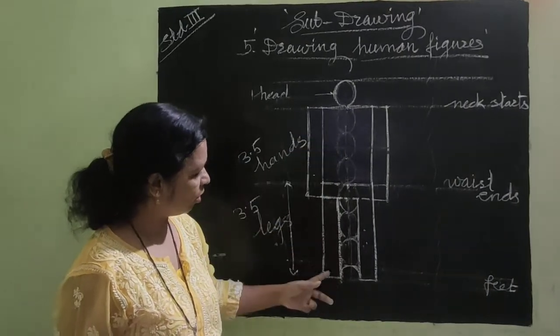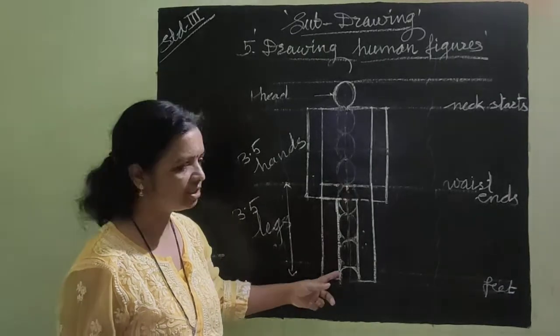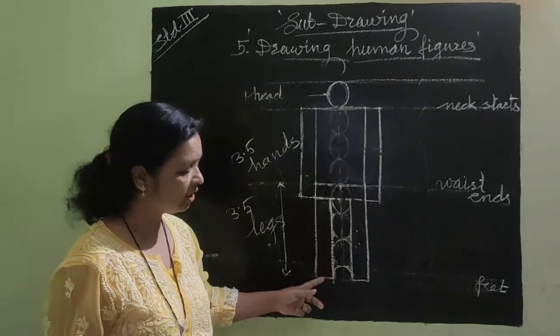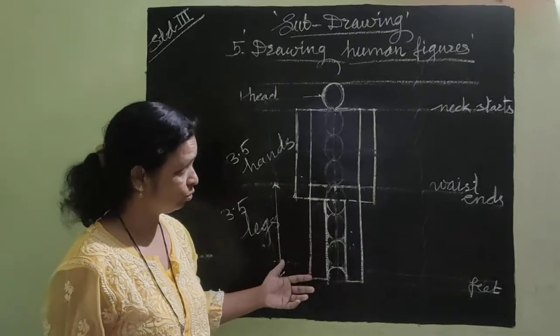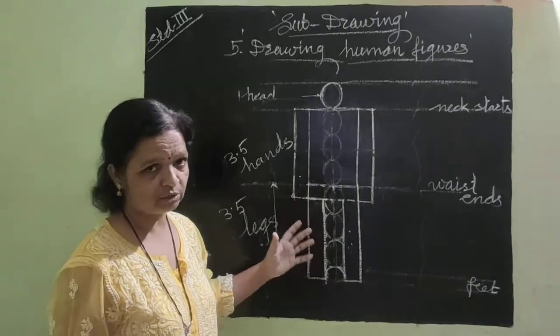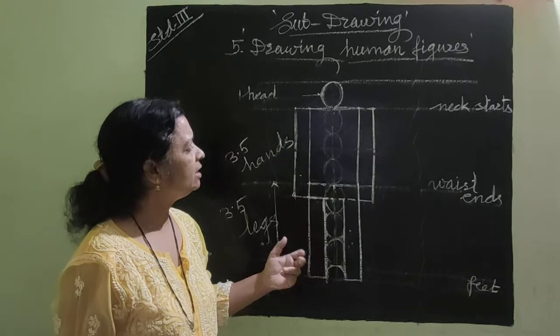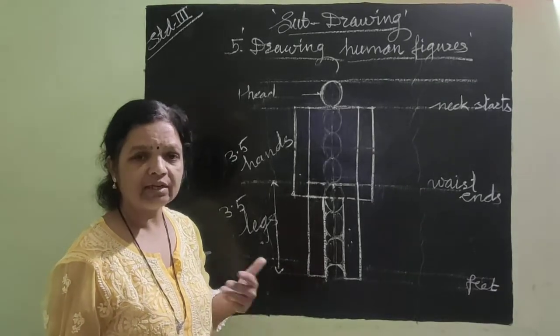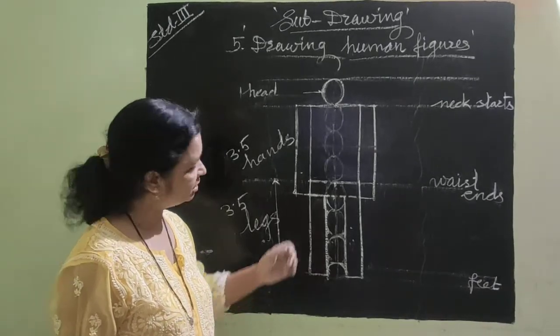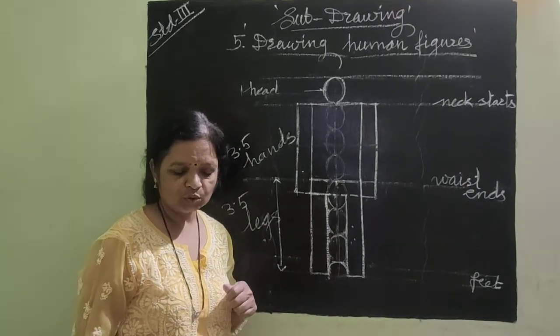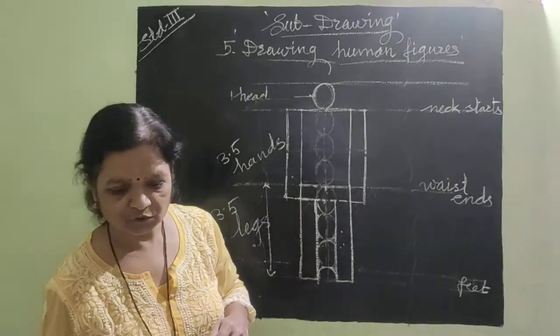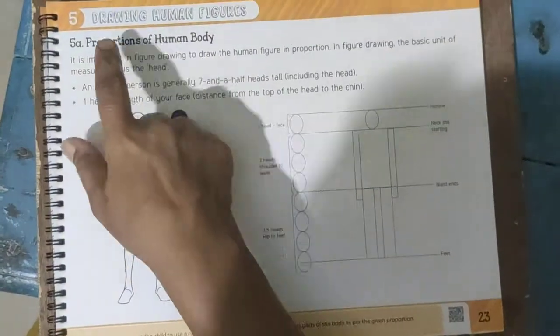Compare all the circles with each other, watch them carefully and try to get nice drawings. How to get nice proportionate drawings, we will learn in our next periods, but still this is given in your notebook. So come to the notebook, let's watch the page.